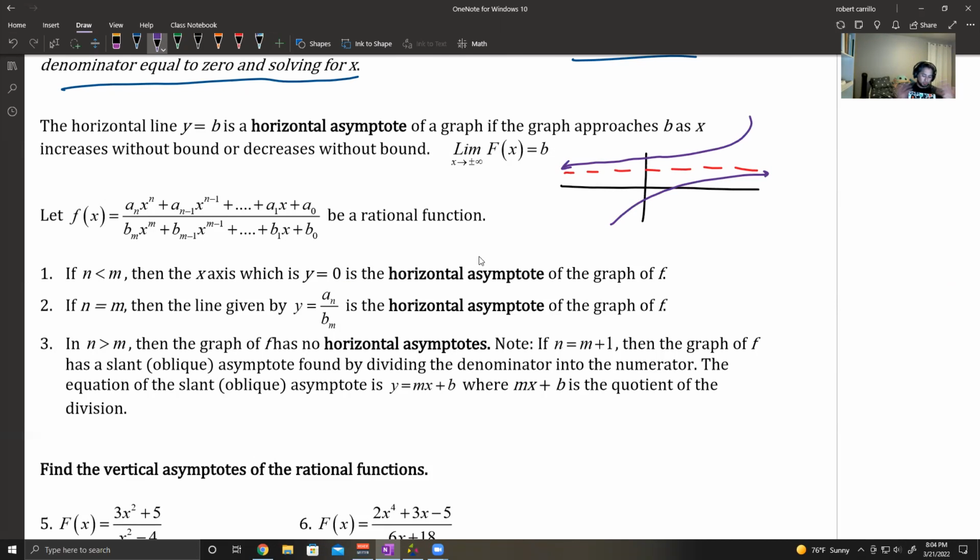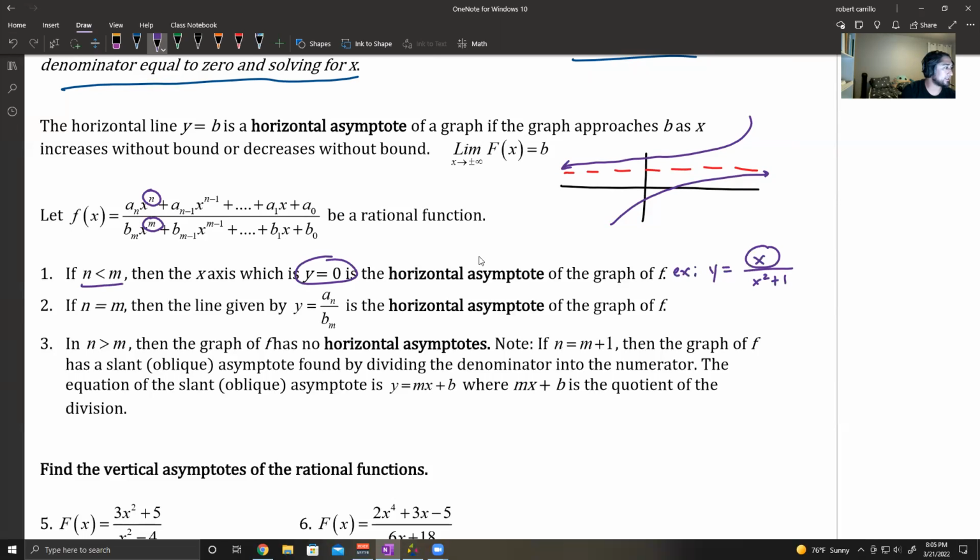So a couple rules for finding horizontal asymptotes. Not too crazy. Rule one is my favorite. Rule one says that if the degree of your numerator, represented by n, is less than the degree of the denominator, represented by m, then we automatically get a horizontal asymptote of y equals 0. That's it.